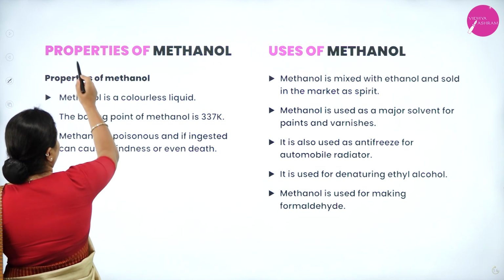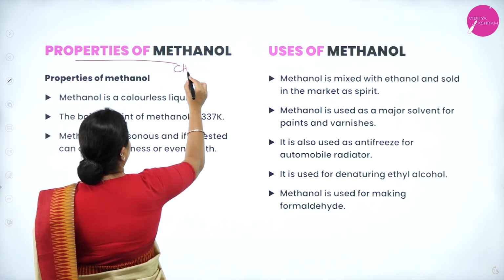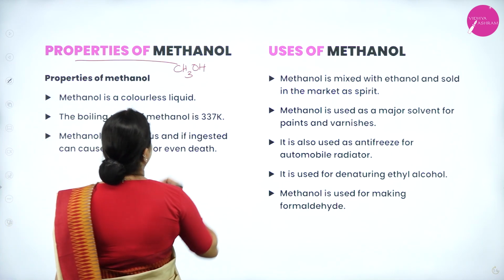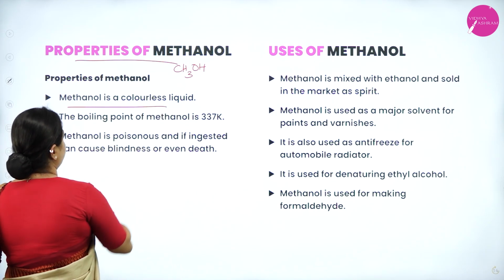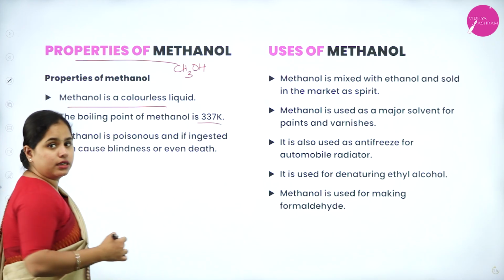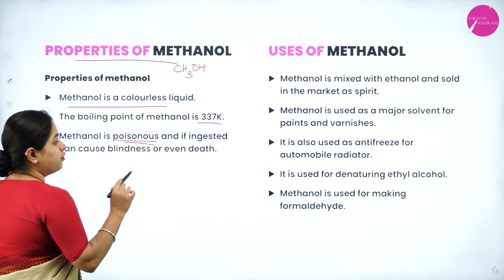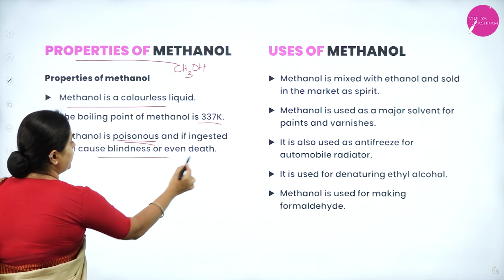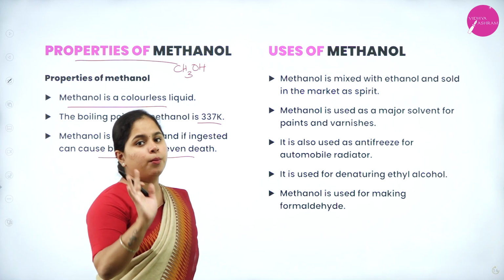So properties of methanol we are going to study. What is methanol? CH3OH, right? One carbon containing alcohol. The simplest alcohol is methanol. So methanol is a colorless liquid. The boiling point of methanol is 337 Kelvin. Methanol is poisonous. It is poisonous, and if it is ingested it can cause blindness or even death. So it can't be directly consumed. It is very, very poisonous.